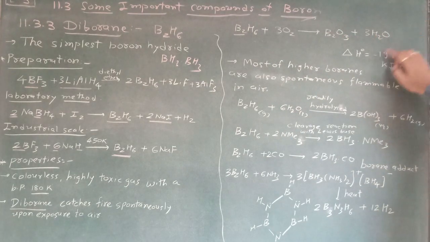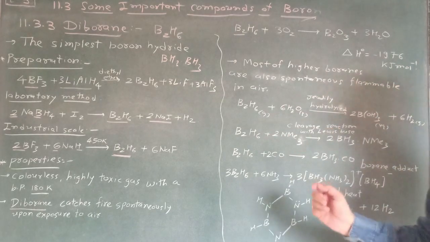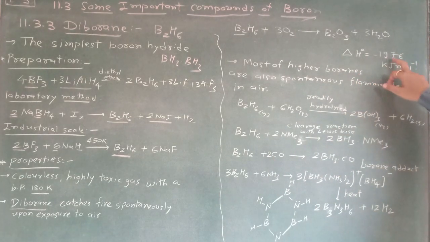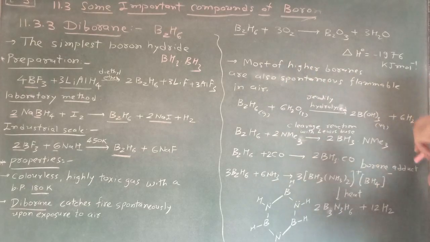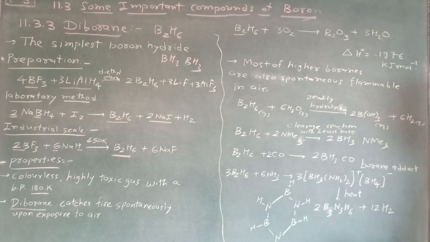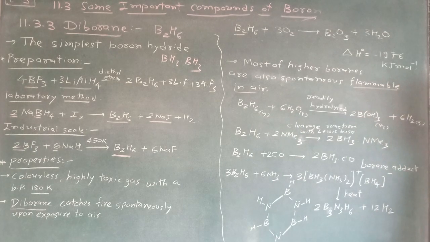Write down this name, and this delta H0 is, we can say, an exothermic reaction. Once again, diborane catches fire spontaneously upon exposure to air. So it's very important: minus 1976 kilojoule per mole. This much energy is released, and that's why we can say that an exothermic reaction occurs when it is exposed to air. Most of the higher boranes are also spontaneously flammable in air. They produce flames, they just ignite very easily. Flammable in air, here catches fire. That is the meaning of flammable.